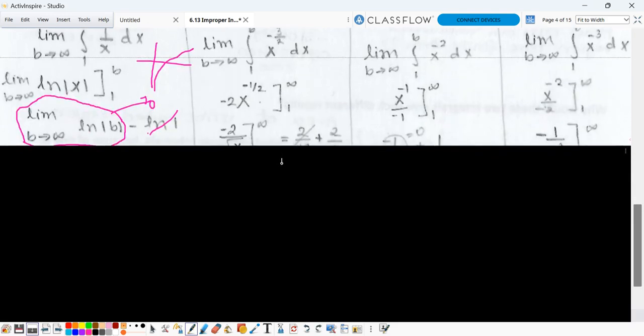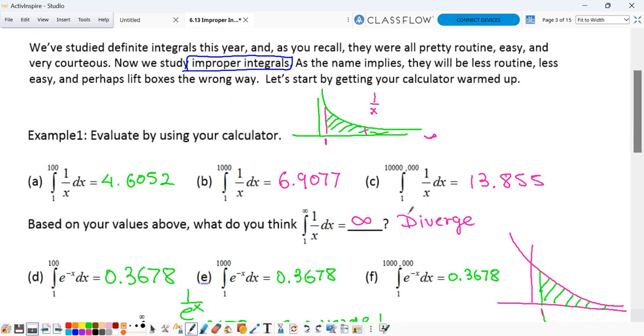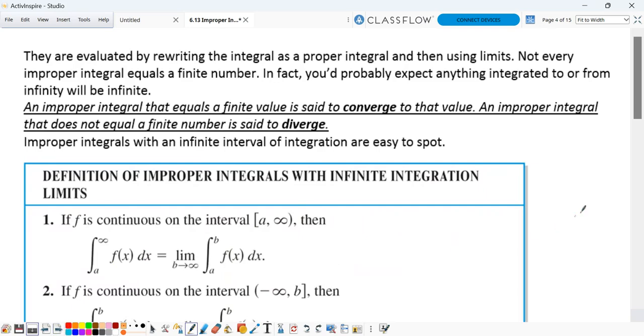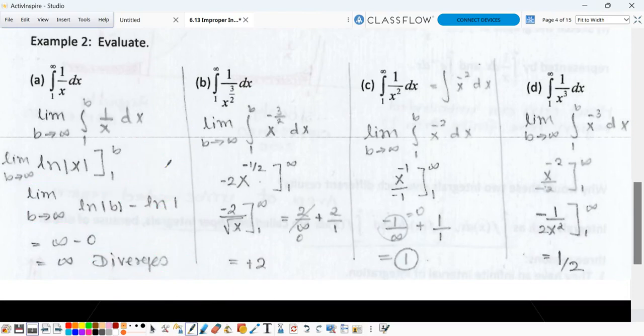So what will be the final answer? We can say infinity, because this goes to infinity, minus 0, and this integral diverges, which we already looked at on the other side, and we said that this integral diverges, but that was with the help of a calculator. Now we are doing this without the help of a calculator. So it's very interesting, small, cute, nice integrals. The only difference is the upper bound is infinity. If you pay attention to the pattern, you will come to some conclusion.